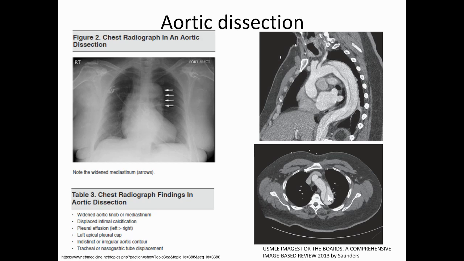You can also see that down here. So if you're taking the USMLE, watch out for this image. This is showing you aortic dissection with the true lumen and the false lumen and the intimal flap in between.